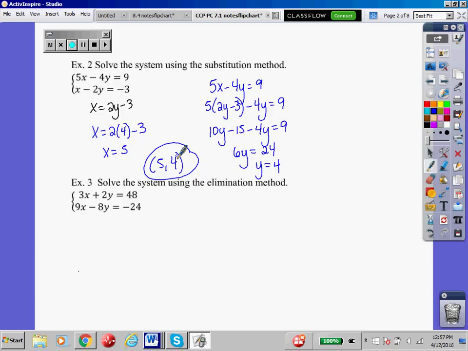Okay, example 3 says solve the system using the elimination method. So then I'm going to do what Joey suggested. You can actually pick any letter, x or y, to get rid of. Sometimes you multiply one row and sometimes you have to multiply both rows. In this case, if I multiply the top row by 4, this would give me 12x plus 8y equals, and what is that, 32, carry the 3.